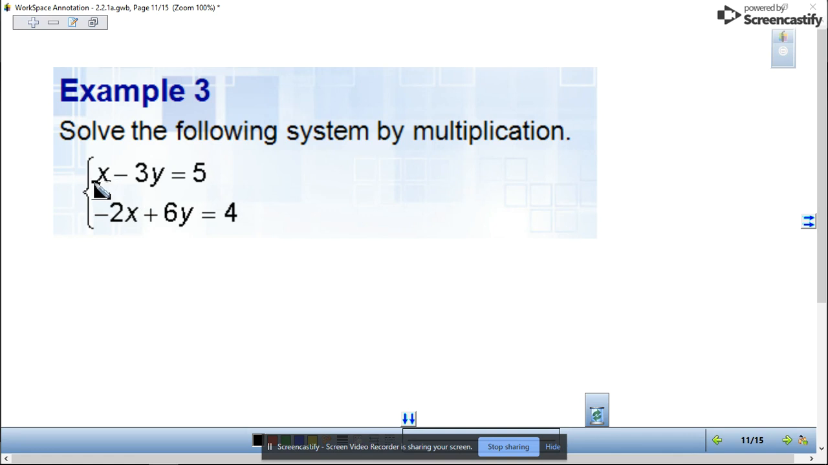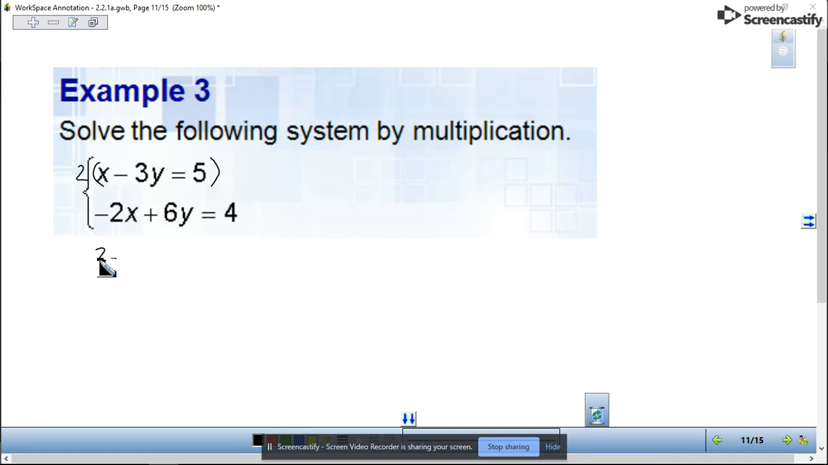So if I want this to become a 2, what would I need to multiply this whole equation by? If you multiply both sides by a positive 2, you'll get what you want. So let's do that. The way I do it is I just bring it down below what's going on and rewrite it.